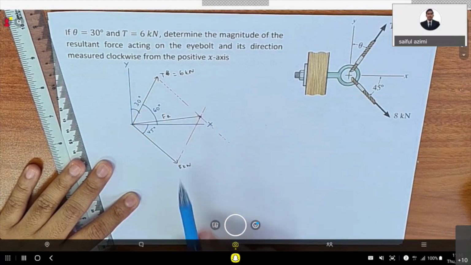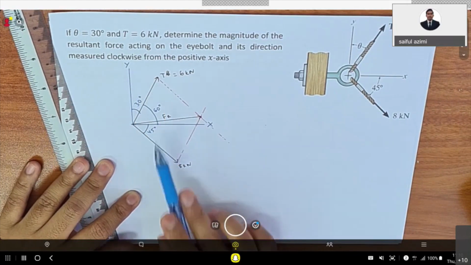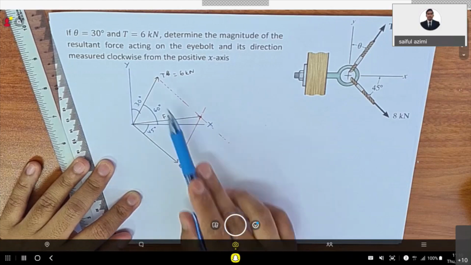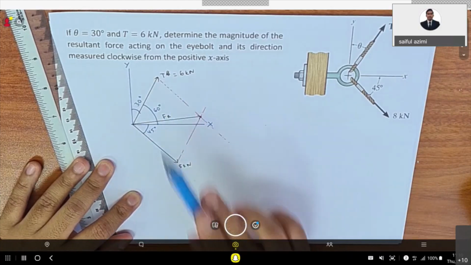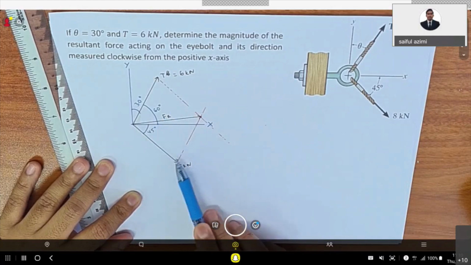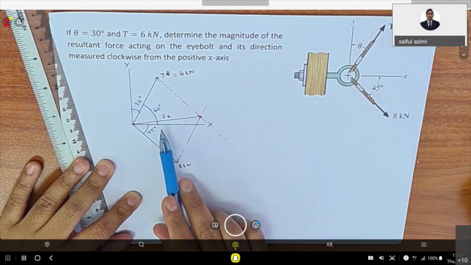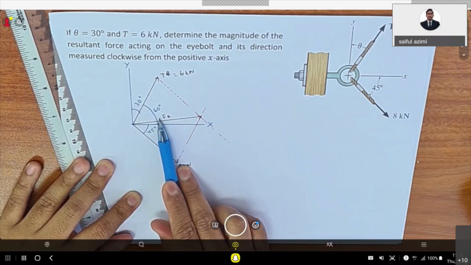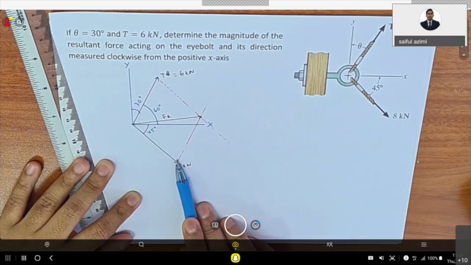Okay, next, in the parallelogram, you have this shape with corners 1, 2, 3, and 4. The total of the angle in this area and the angle in this area equals 180 degrees. Because this angle is 60, 60 plus 45 degrees equals 105. So what is the angle here?